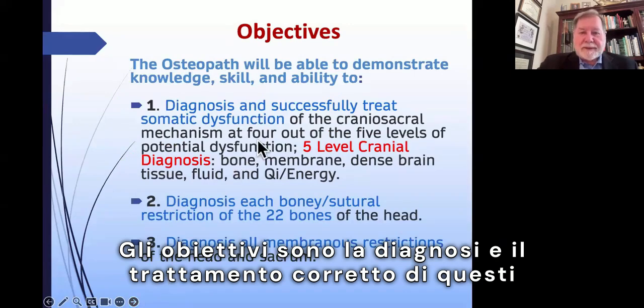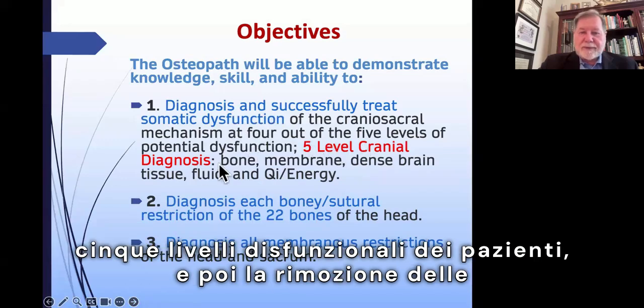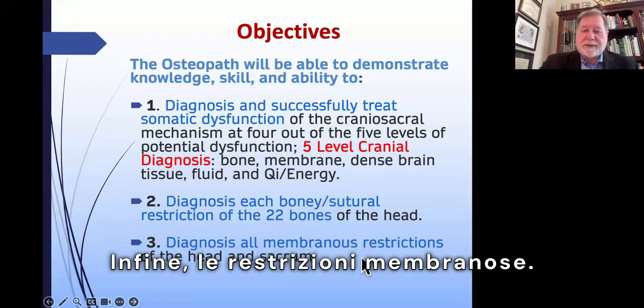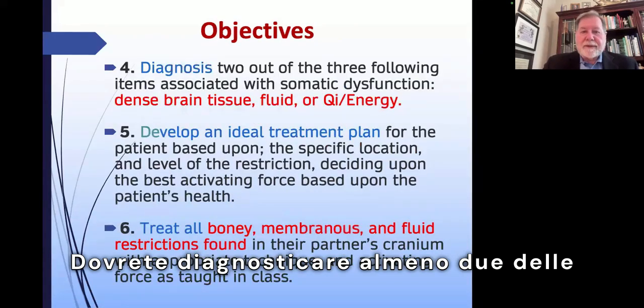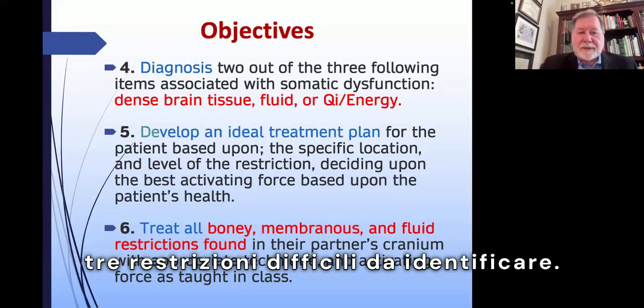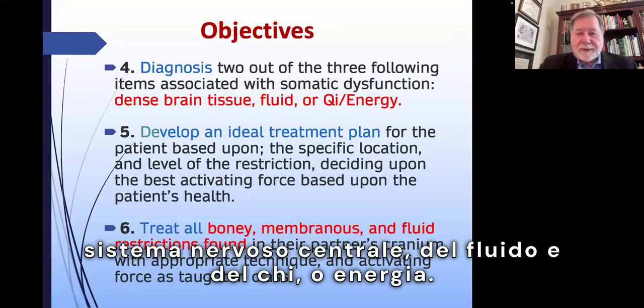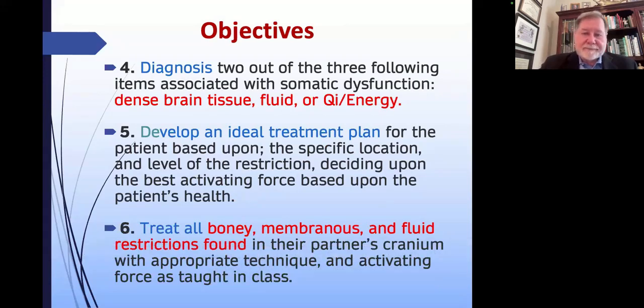The objectives are to diagnose and correctly treat these five levels of patients, and then to remove the bony and sutural restrictions of all 22 bones, and finally the membranous restrictions. And you're going to diagnose at least two out of the three of these that are difficult to do: the dense brain tissue, which is the central nervous system, fluid, and chi, or energy.